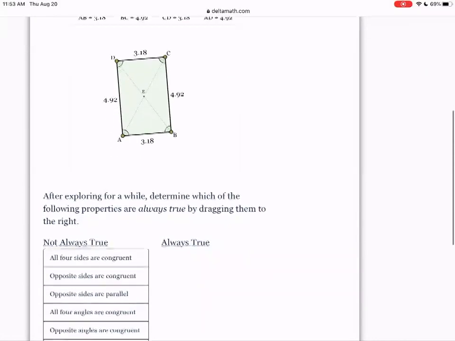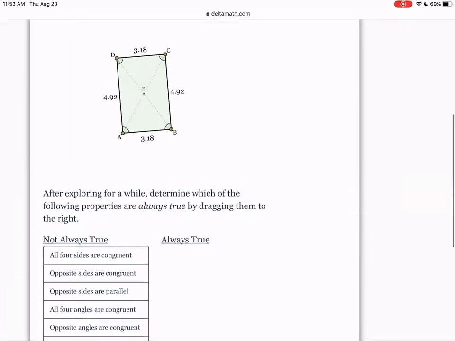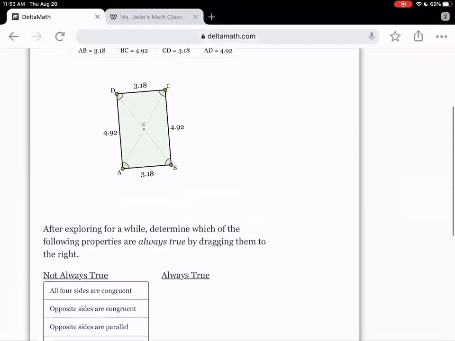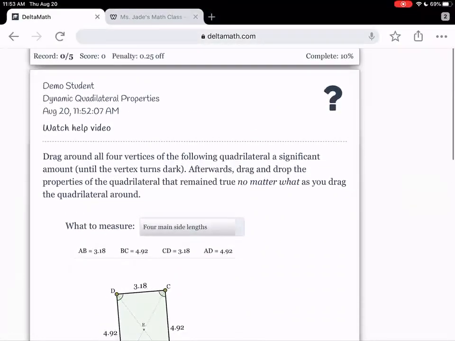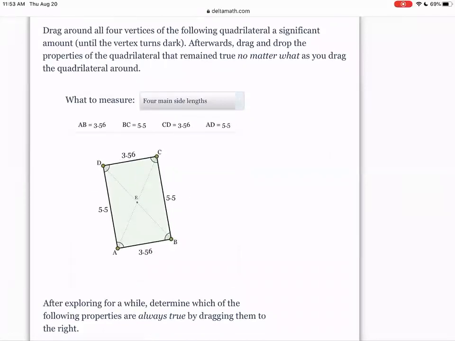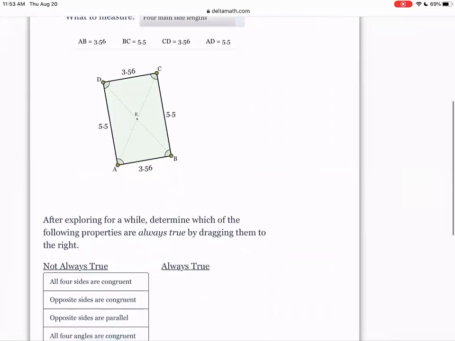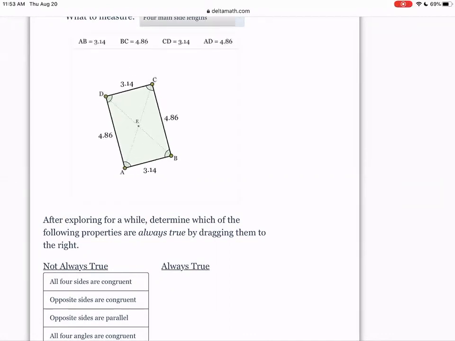So after exploring for a while, determine which of the following properties are always true by dragging them to the right. So take a look at that first one. All four sides are congruent. Is that always true? All four sides, are they always the same? Like right now, are all four sides the same length? No. No, they're not, right? One of them is 3.56, another one's 5.5. They're different lengths. So it's not always true. I'm going to leave it on that side, okay? What about opposite sides are congruent? Are opposite sides always congruent?